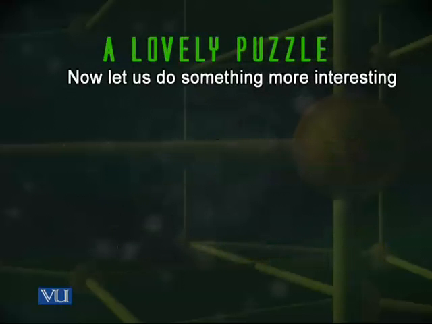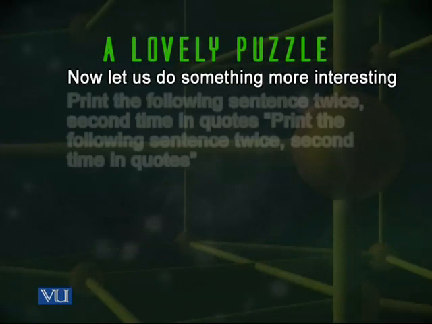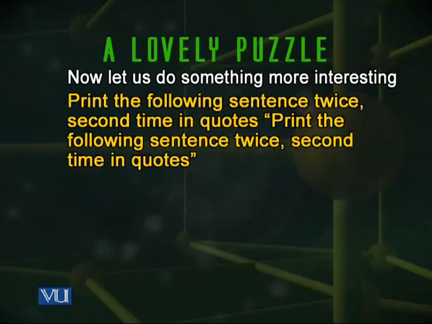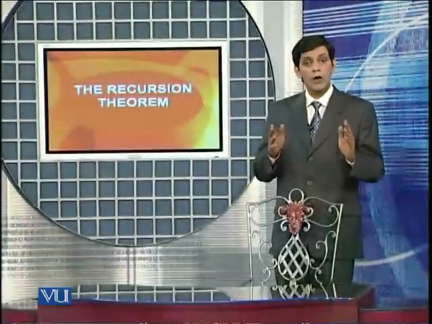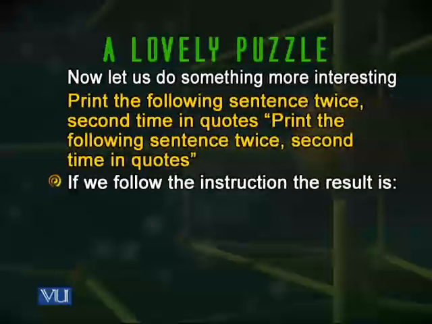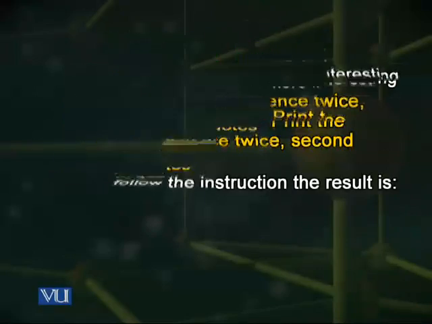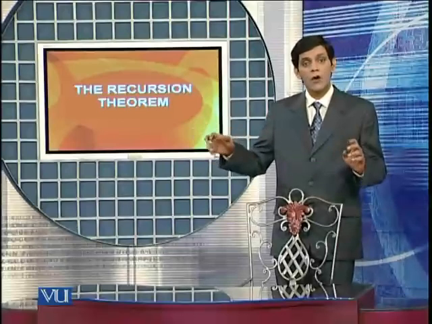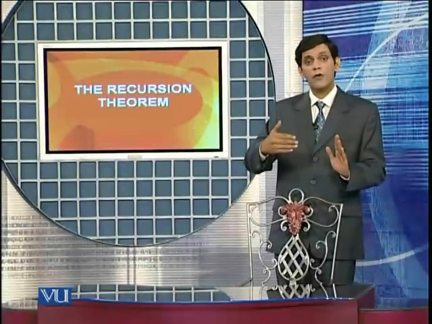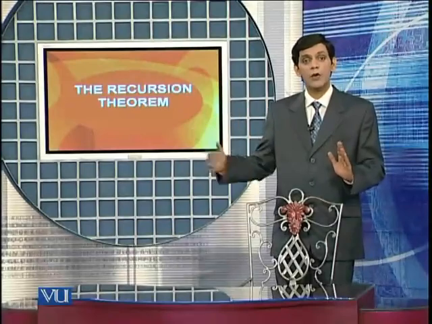Now, let's say that I change the instruction and it looks as follows. Print the following sentence twice, second time in quotes. And in quotes it says, print the following sentence twice, second time in quotes. This is a very strange instruction. What is in the quotes is precisely what the instruction is. Now, if we were to follow this instruction, what would we print? Well, we will print the following sentence twice, second time in quotes, and in quotes we will write print the following sentence twice, second time in quotes.